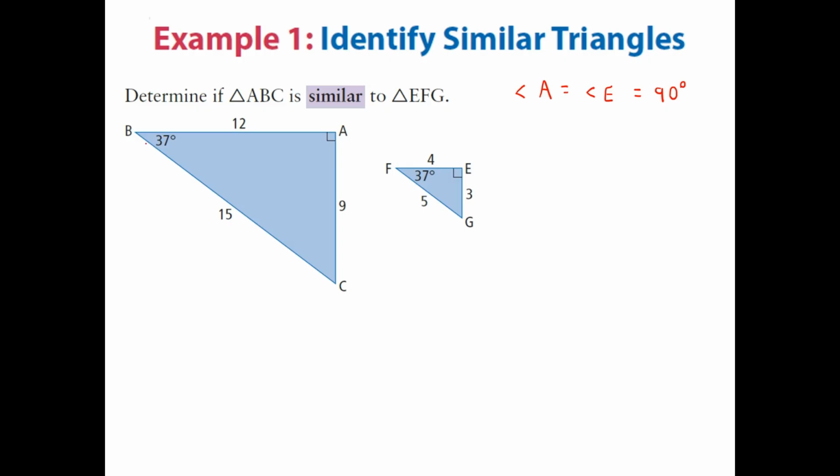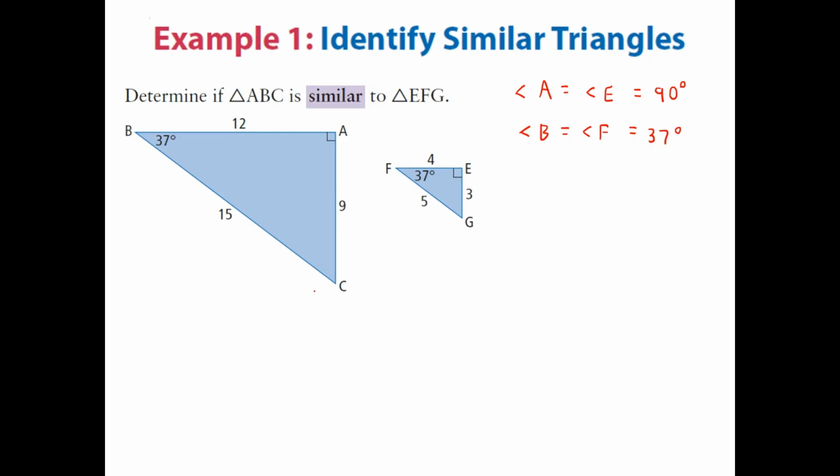Now looking at angle B, it looks to be directly left of angle A, the right angle, and angle F here looks to be directly left of angle E here. So angle B must be corresponding to angle F. Hence, I'm going to say angle B is equal to angle F only because both are exactly the same degrees, 37 degrees.